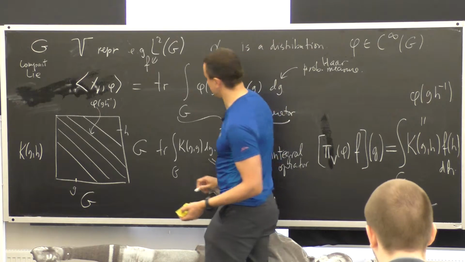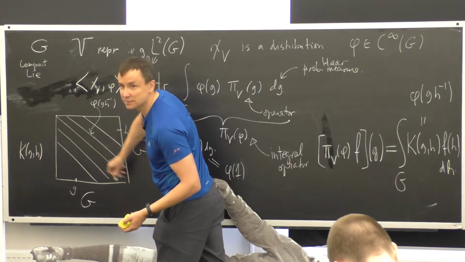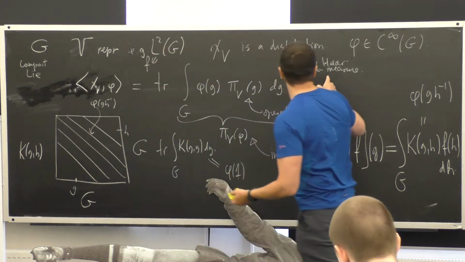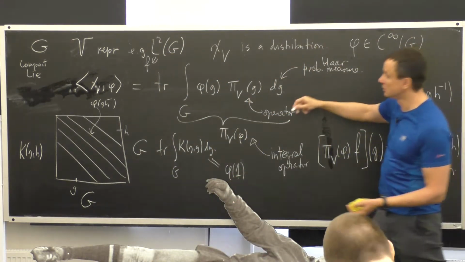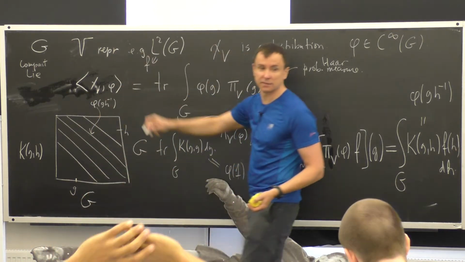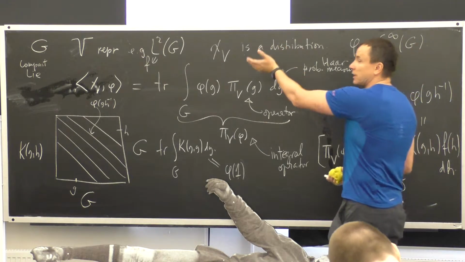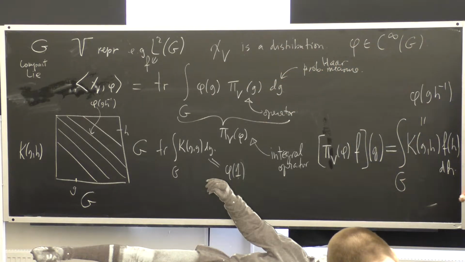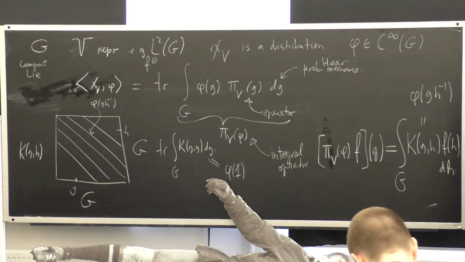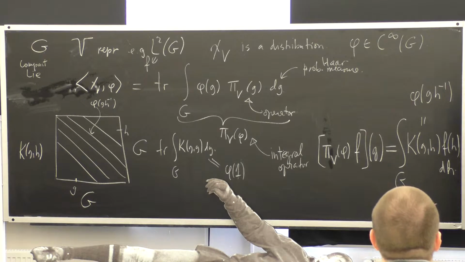That's phi of 1, rather. Because this on the diagonal is a constant function, and we normalized it to be a probability measure, so you get just this, because it's the one and the same value on the diagonal. So the moral is that the character of the regular representation is a distribution, and the distribution supported at a single point is a delta function at the origin.